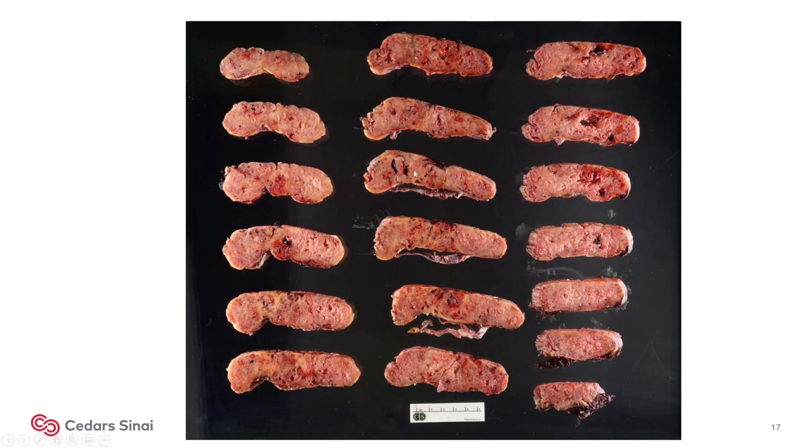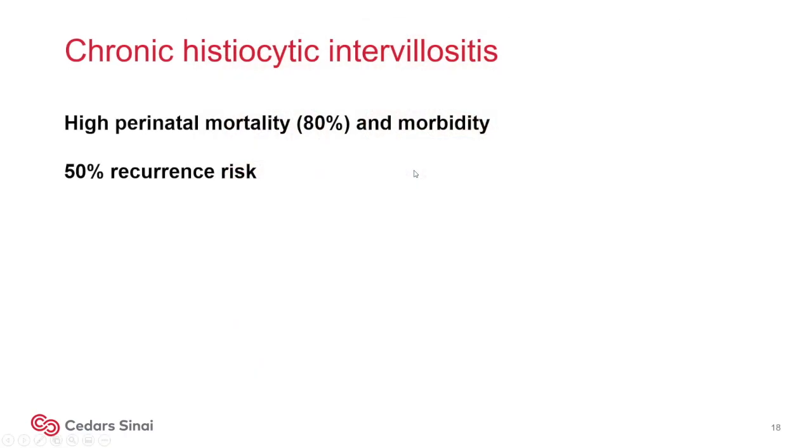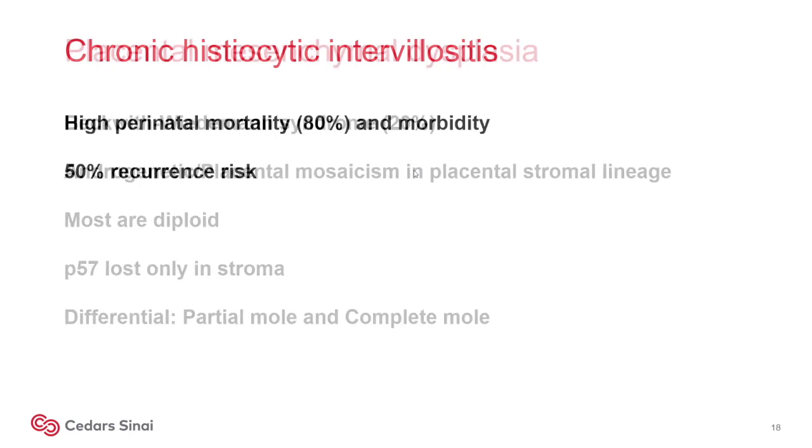And the next one I'm going to show you under the microscope will be chronic histiocytic intervillositis. That's an uncommon cause of recurrent fetal losses and missed abortions. Along with massive perivillous fibrin deposition, it's associated with high perinatal mortality and morbidity, and the recurrence rate has been reported to be about 50%.